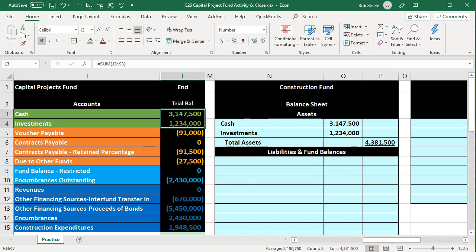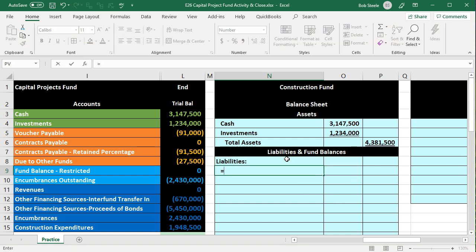There's the 4,381,500. Now we're going to go to the liabilities and fund balance. The fund balance, of course, being equivalent to what would be the equity section for a for-profit type of organization. We're going to start off with the liabilities. This is going to be equal to the vouchers payable. Notice we don't have current or long-term liabilities because they're all, in essence, current. Once again, we're going to pick up the vouchers payable. And I'm going to flip the sign now, so I'm going to say negative of that number.